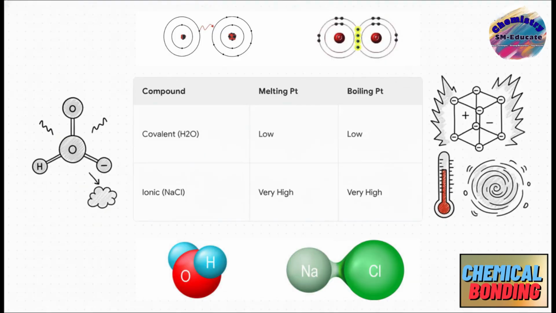So how do all these invisible microscopic bonds actually dictate the physical world around us? Well, the melting and boiling points of these compounds are guaranteed multiple-choice exam material. Notice the stark difference here. Water, which is a covalent compound, boils at 100 degrees Celsius, but sodium chloride, an ionic compound, requires a massive 1465 degrees just to boil.